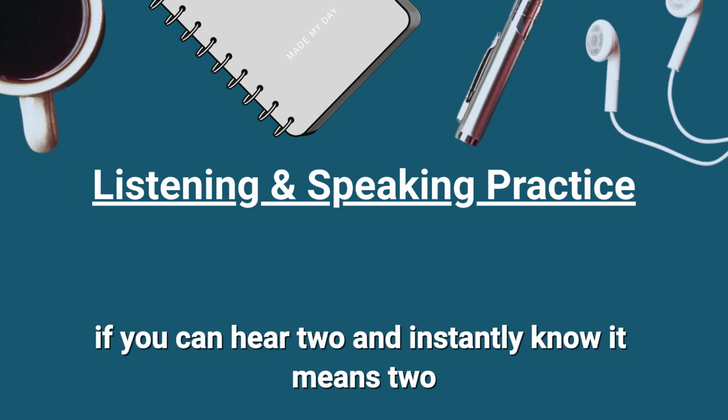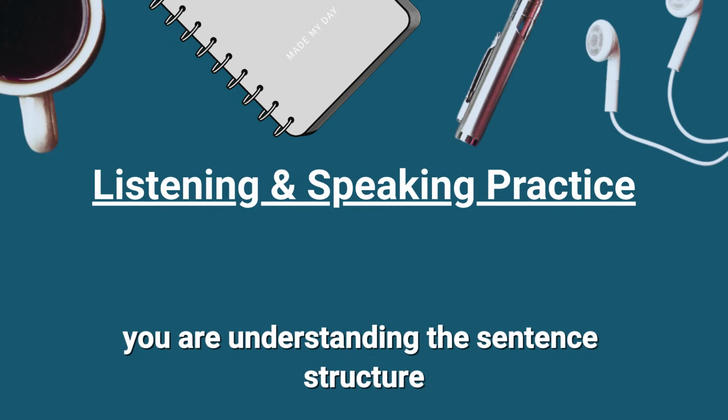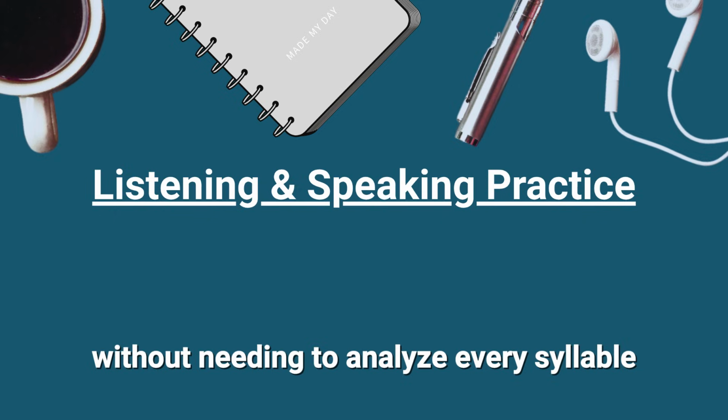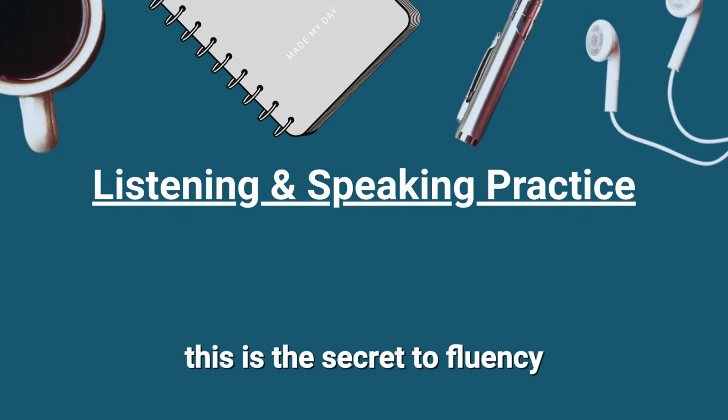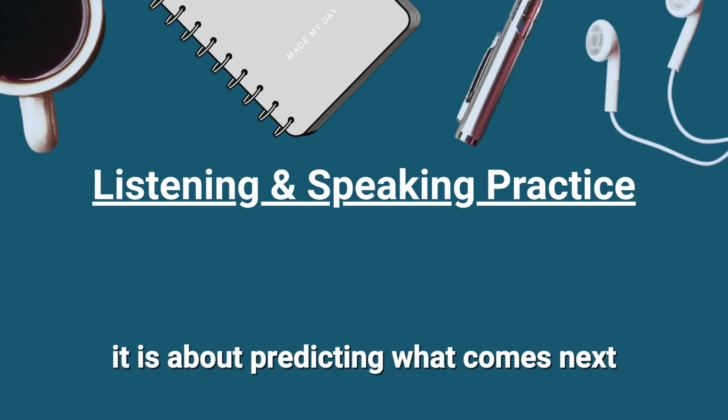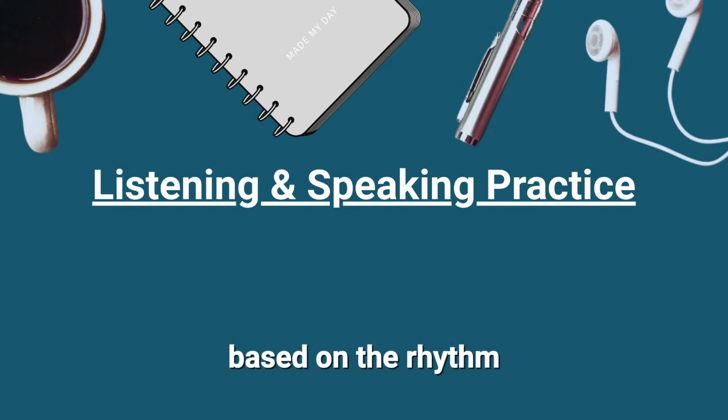If you can hear tuh and instantly know it means to, you are understanding the sentence structure without needing to analyze every syllable. This is the secret to fluency. It is about predicting what comes next based on the rhythm.